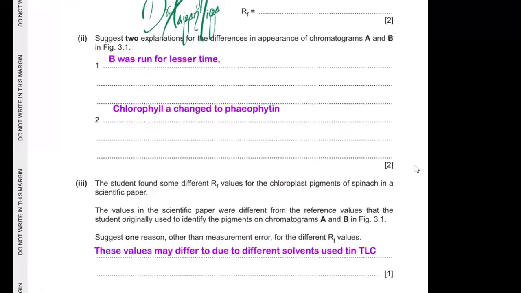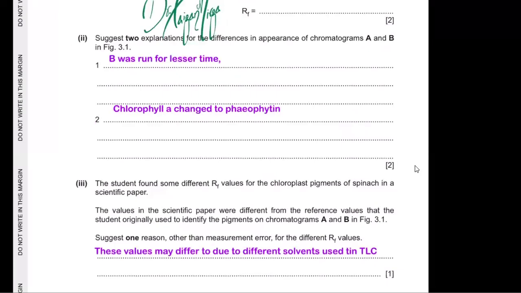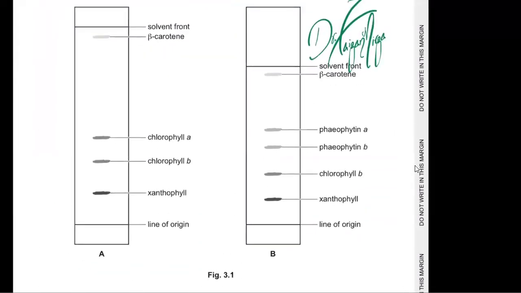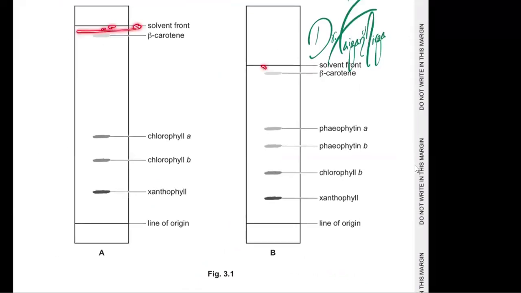Then two explanations for the differences in the appearance of chromatogram A and B. Why A is having a shorter, you can say, thing there, because it was run for the lesser time. And then chlorophyll A changed to pheophytin. How can we say that? You can just compare this. So number one, the solvent line is different. Here the solvent traveled till the top, here the solvent traveled here. It couldn't travel up because we stopped this chromatography before the same time.